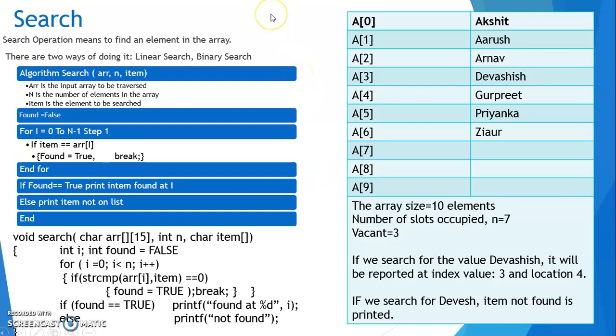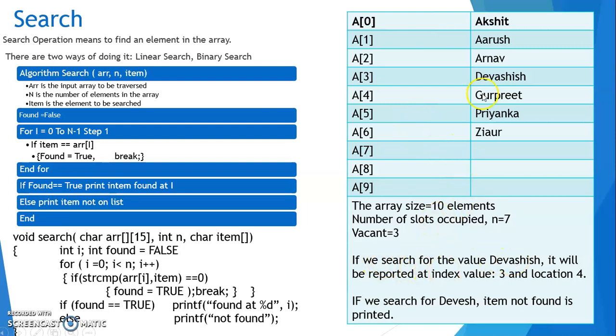In linear search, we look at the items one by one in the list and we match each with the item to be searched. For example, take this list as an example. There is an array of names of students in the class, and A0 is Akshit, A1 is Arush, A2 Arnav, A3 Devashish, A4 Gurpreet, A5 Priyanka, A6 Zior. And suppose we are looking for the name Devashish in this list. Now the array size is 10, but only 7 slots are occupied, from 0 till 6.